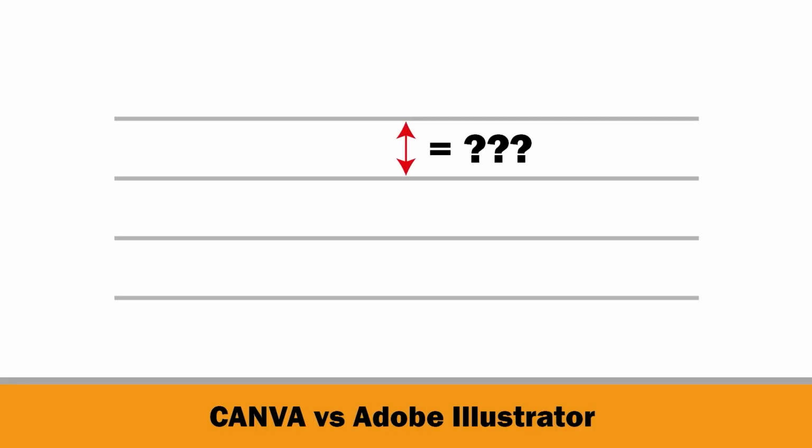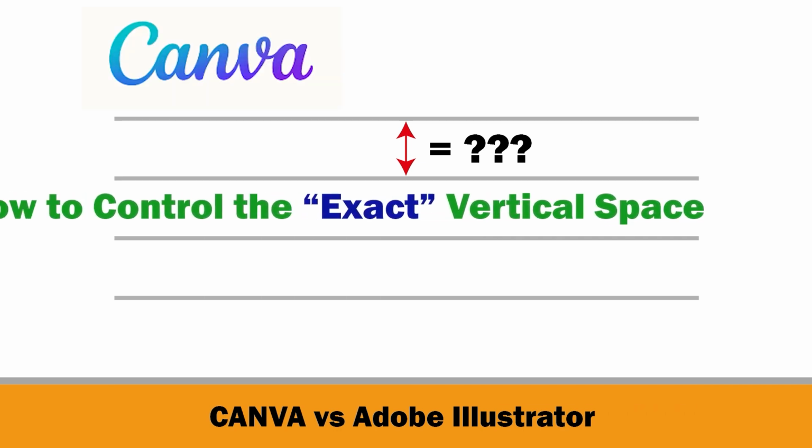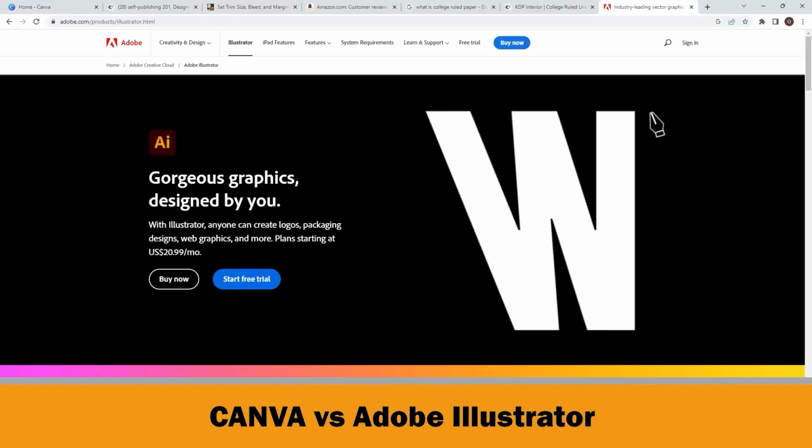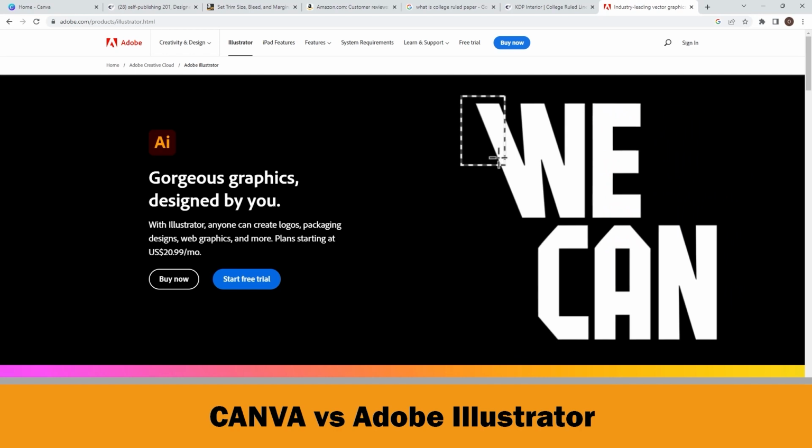Today I tried to show how you can control the vertical space between the lines both in Canva free version and Adobe Illustrator. In conclusion, it is possible to make it in both tools. Although Canva has some constraints to make it, I think it is good enough if you are beginning your Amazon KDP journey. On the other hand, Adobe Illustrator is a professional design tool. And in my opinion, if you learn it a little bit, it can bring your KDP business to the next level.